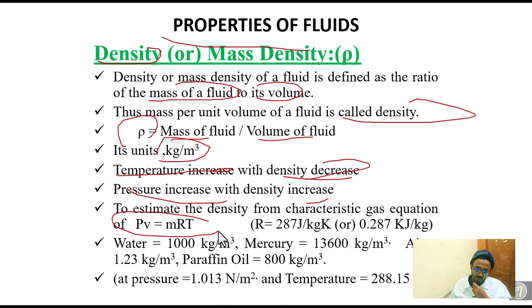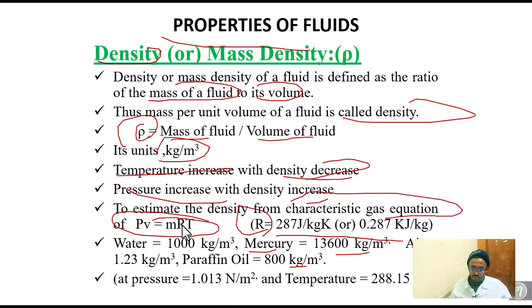We all know PV equals mRT. This is the universal gas constant value here, and we have the molecular density, the air density, the paraffin oil. So we can calculate the estimated density from the characteristic gas equation. If you want to know the density, you can start from the characteristic gas equation, which is this one, by taking these things as input.